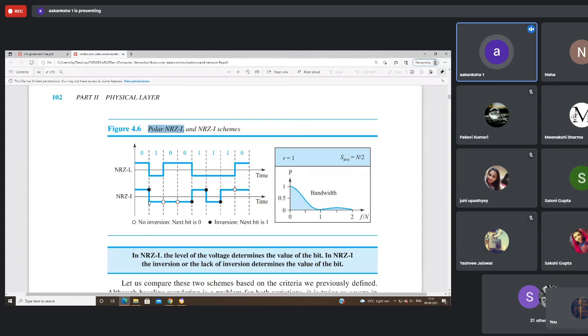Because it is polar, it is using both the sides. But now NRZ-I is not using positive voltage for 0 and negative voltage for 1. There is no specific rule that 0 will have positive and 1 will have negative. We'll only say we started the signal at a positive level for 0, but if the next bit becomes 1, you will do a transition from positive to negative.